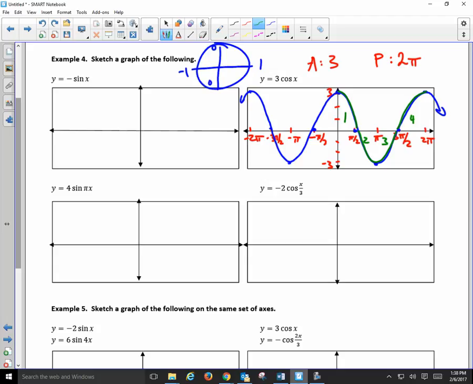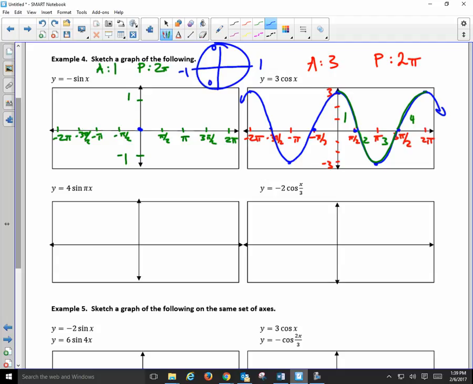Let's try the first one. What's the amplitude here? The period? It's 2 pi. Mark out the 2 pi. One and negative 1. Where should I start? 0.